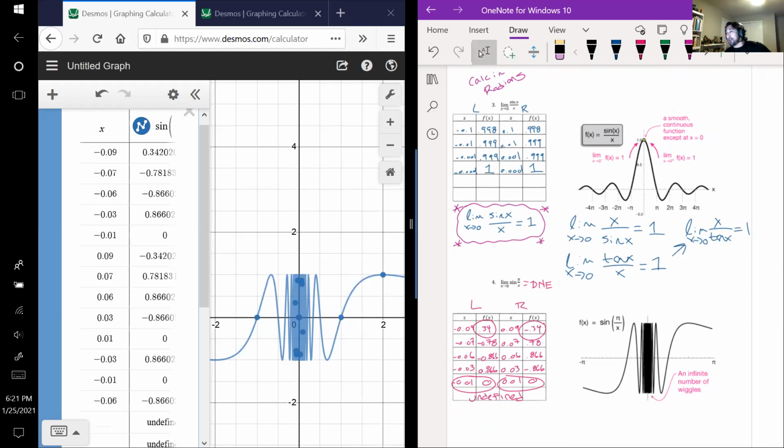There you go. So since we can't have a limit from the left and a limit from the right because they keep oscillating and will never meet, this means that the limit from both sides at 0 does not exist. Everybody good with that? Yes. All right. Good.